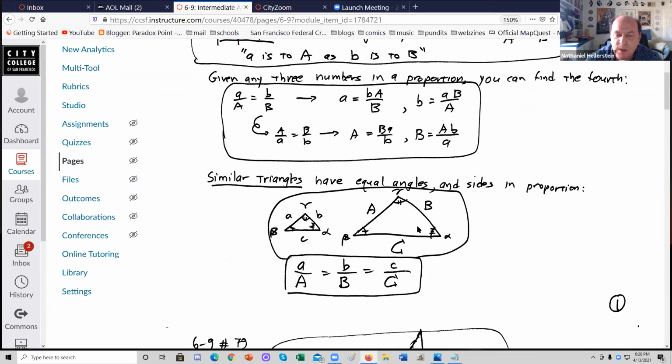If you have two similar triangles, that is to say triangles with equal angles, this angle equals this angle, this equals this, and this equals this, then their sides are in proportion. Sides a, b, and c, sides big A, big B, and big C. Little a is to big A, and little b is to big B, as little c is to big C. This is a three-way proportion.